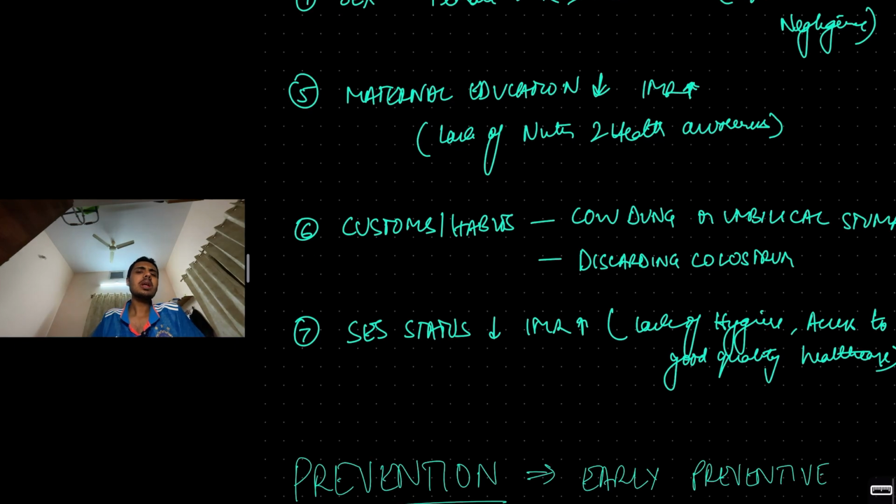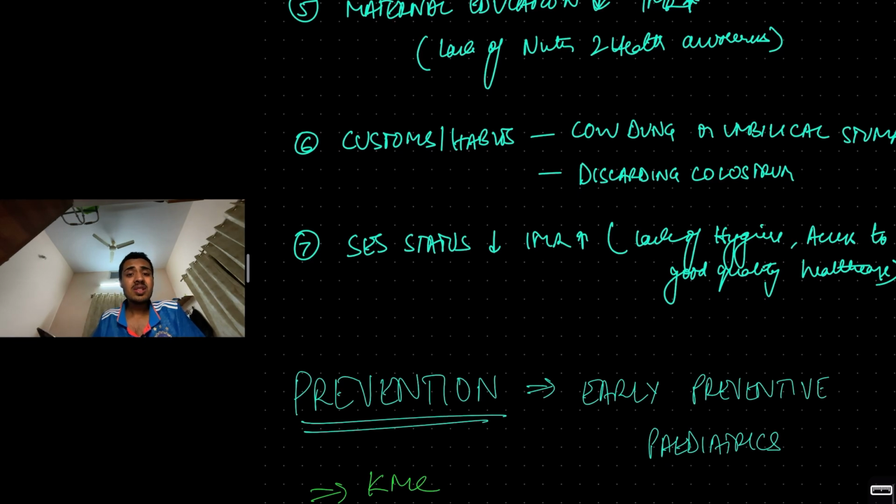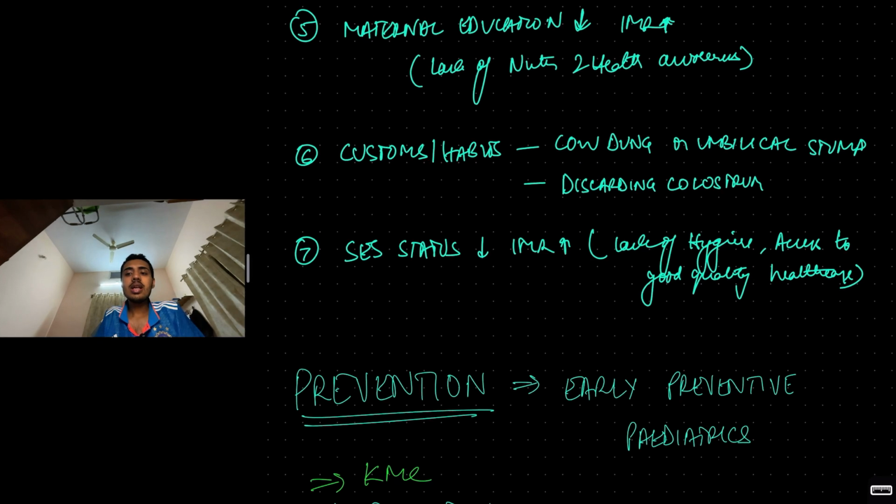Then maternal education. The lesser the maternal education, the less educated the mother is, the less nutrition awareness and health awareness she has, so there is a higher chance of infant mortality rate. Some traditions, customs or habits, like applying cow dung on the umbilical stump or umbilical cord, can lead to neonatal tetanus.